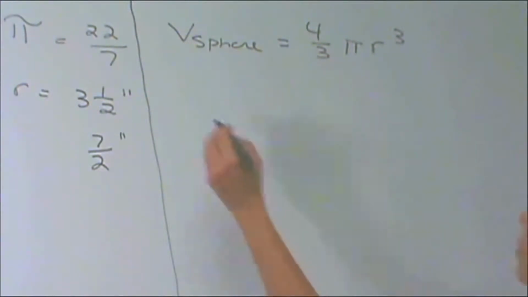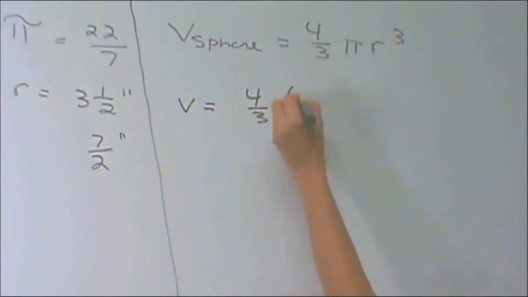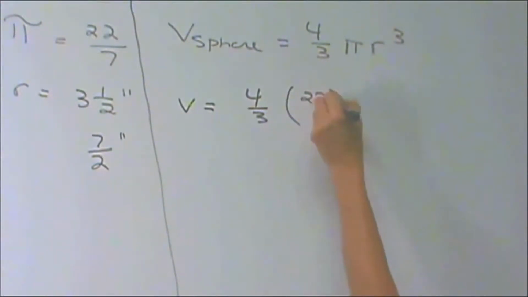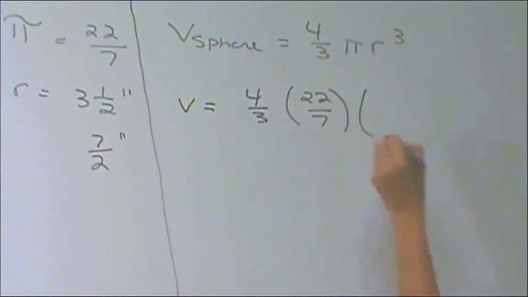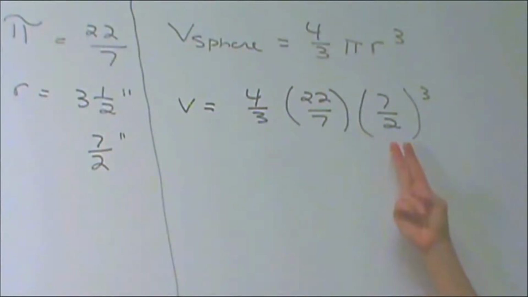Okay, so the volume of the sphere, 4/3 is part of the formula, so that stays the way it is. We're substituting for pi. Remember when you substitute to put everything in parentheses. The radius is now 7/2, and we're going to cube it. Order of operations says parentheses first. Well, we really don't have any parentheses because there are no operations inside. So now we go to step 2, exponents, and we have those.